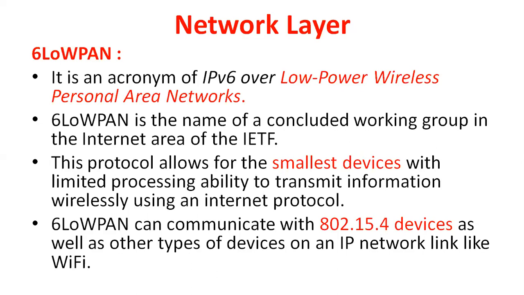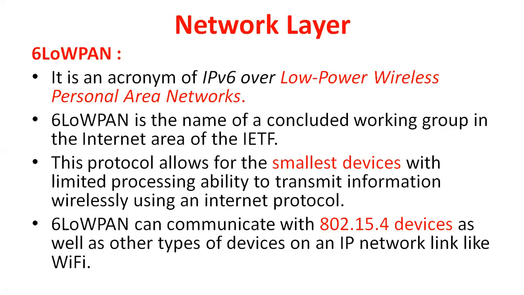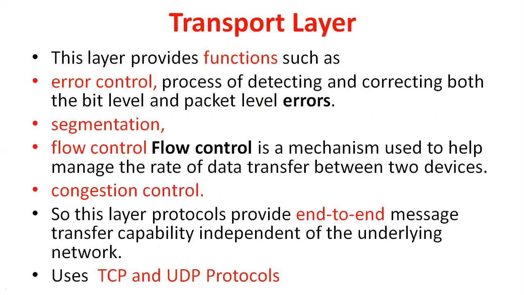For example, low power can communicate with 802.15.4 devices, as well as other types of devices on the IP network link, like Wi-Fi. That is simple information about this type of protocol, used for the smallest devices with limited capability. Then the next important one is the transport layer protocol.